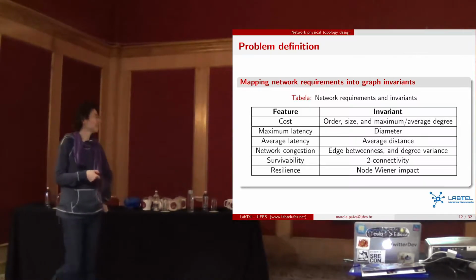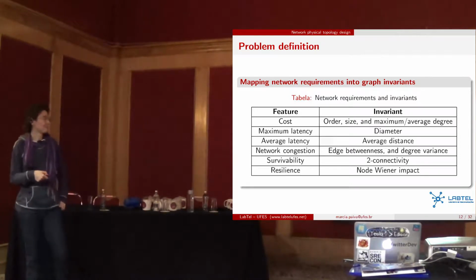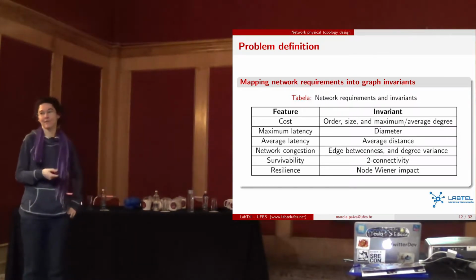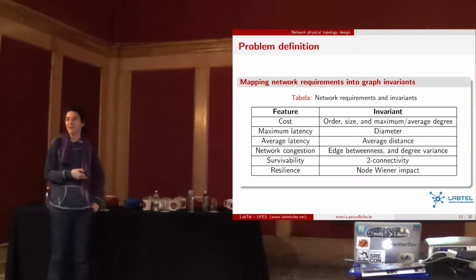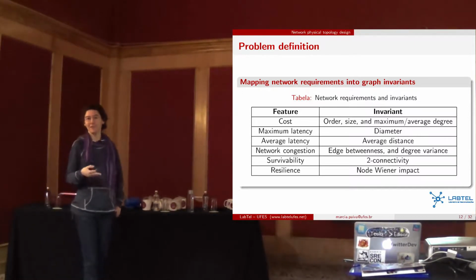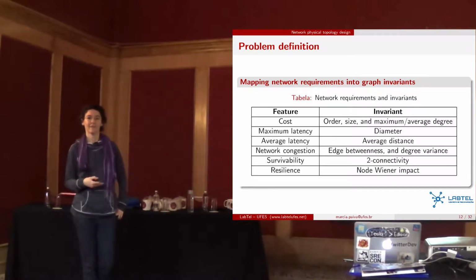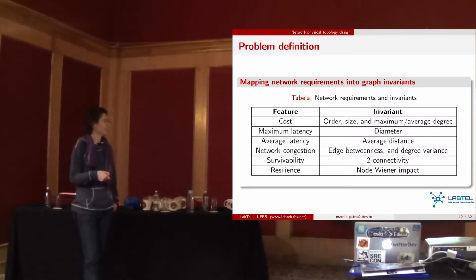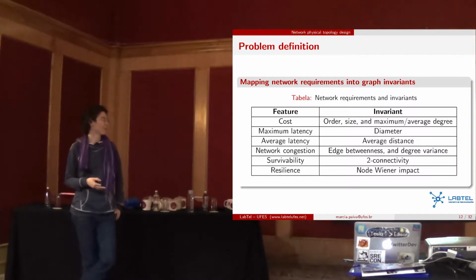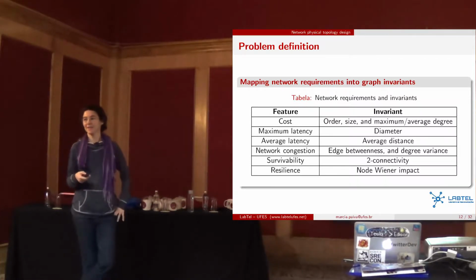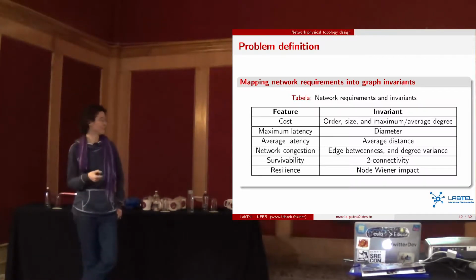So the point is, everything here is very simple, and it applies for almost every network application. But if it is not enough, we can just design a new invariant to reach our network requirements. And we did that for backbone networks with this node Wiener impact. And we also did that for backbone networks with the residual mean distance that I will present this afternoon.